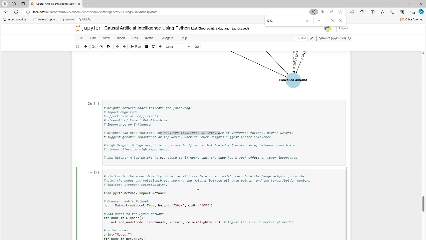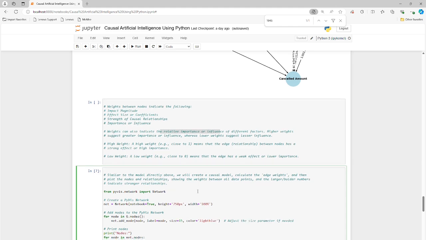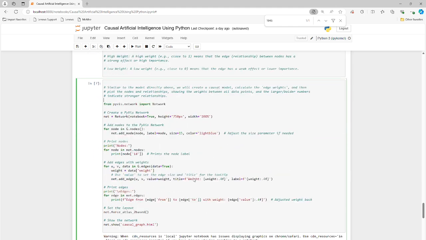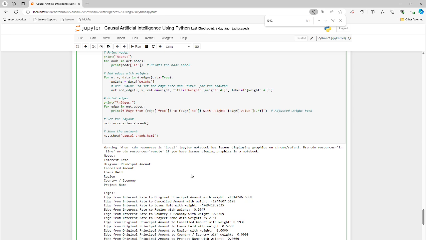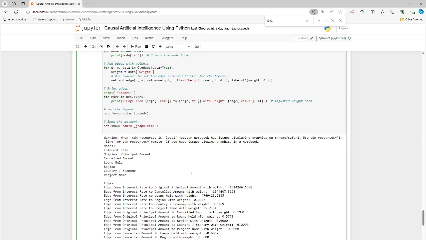So this is similar to what we saw above with the edge weights and all the nodes, right? And we'll see the relationships between those, and larger, bolder numbers indicate stronger relationships, just like we saw above. So I'm going to do the same thing. I'm going to print it. I'm going to print all the outputs, and then I'm going to show you the visual rendering of the image.